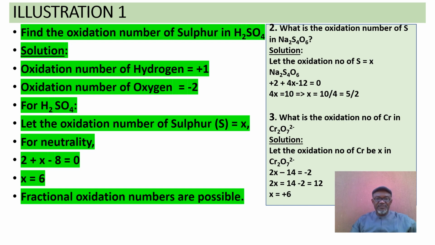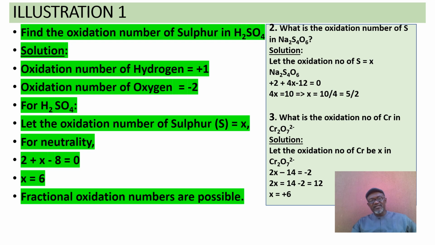So we have hydrogen, 2 atoms, so 2 times +1 will give us +2, plus X. X is the oxidation number of sulfur. Oxygen oxidation number is -2. We have 4 atoms. 4 times 2 is 8. So we have 2 plus X minus 8 equal to 0, because H2SO4 is a neutral molecule. Therefore, when we solve that, X will be equal to 6.